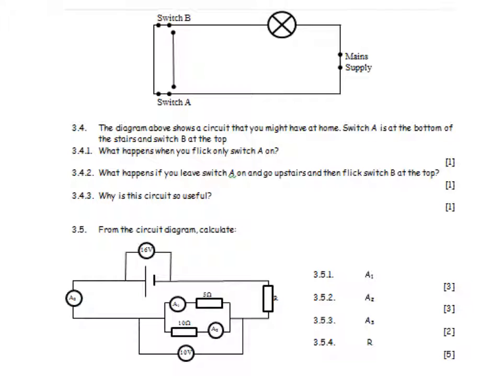This diagram is working perfectly. It's a complete circuit. The diagram above shows a circuit you might have at home. Switch A is at the bottom of the stairs and switch B at the top of the stairs. What happens when you flick switch A on? Flick that, and what you're doing is you're going to make a connection over there and break the connection over there. Broken, broken, it turns off.